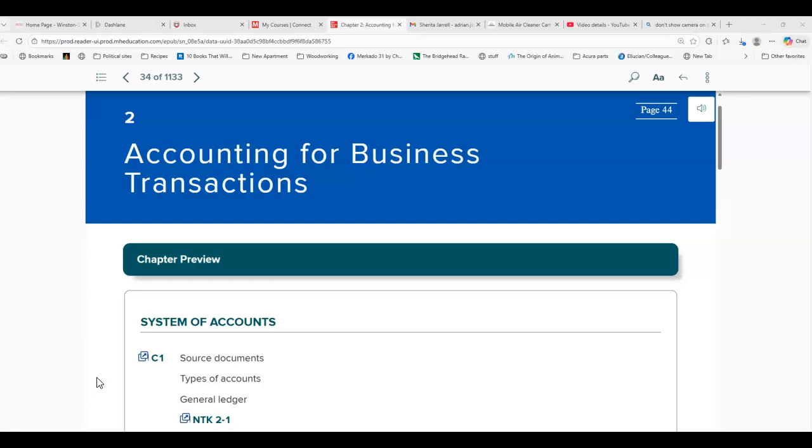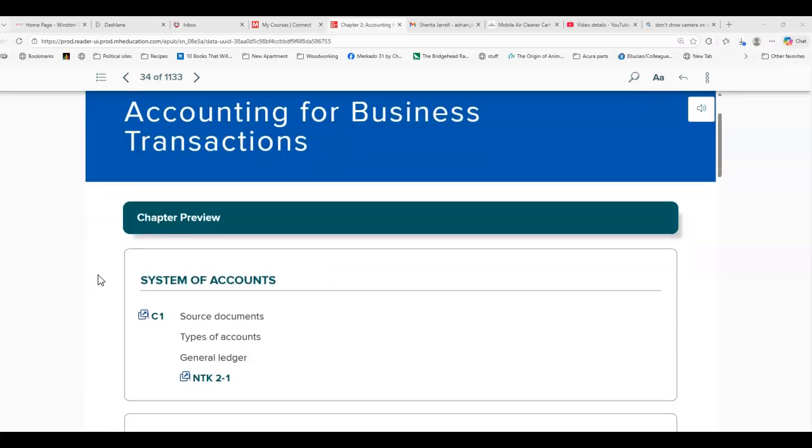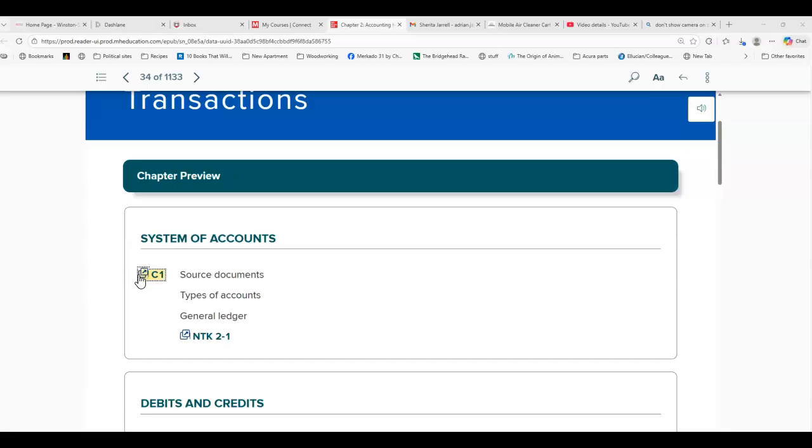Good morning. This is an attempt to record some information for Chapter 2 in Principles of Financial Accounting because of a snow day we're having. So let's just get started. We'll start with the very first thing. What are source documents, types of accounts, and what is a general ledger?